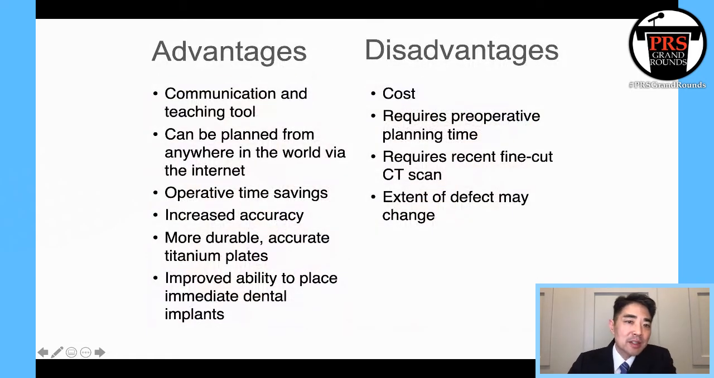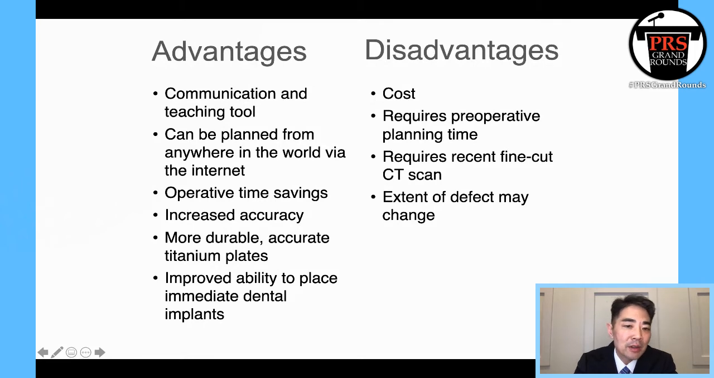So in summary, what I would say is that virtual surgical planning is a fantastic communication and teaching tool between surgeon and patient, between reconstructive surgeon and oncologic surgeon, and between faculty and trainee. That can be done anywhere in the world that has internet.